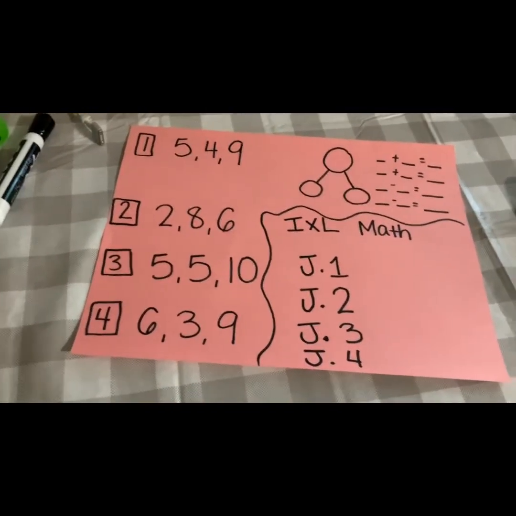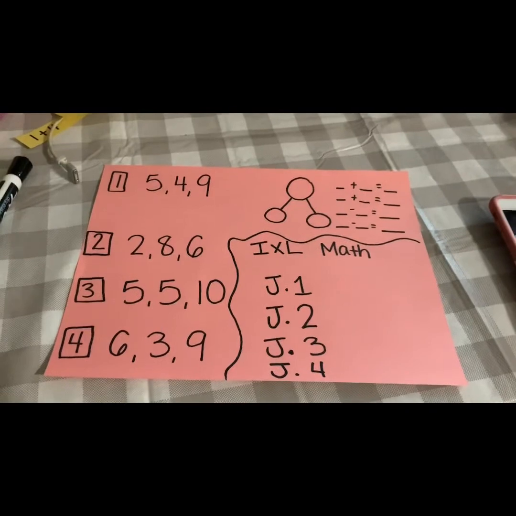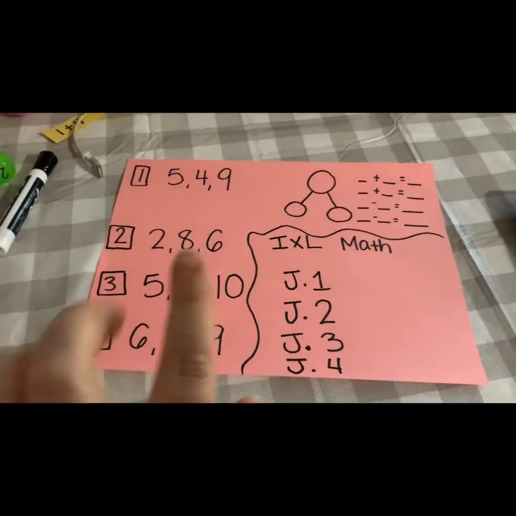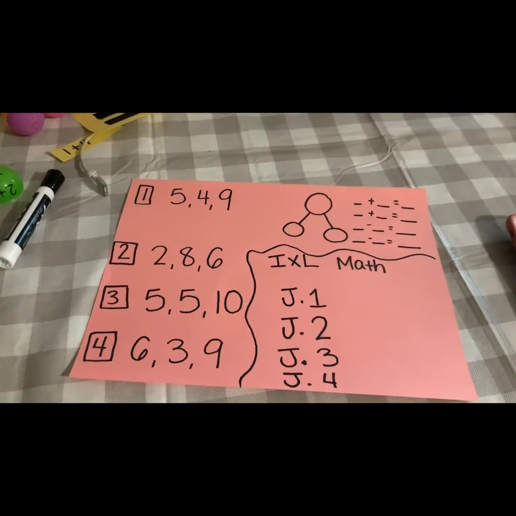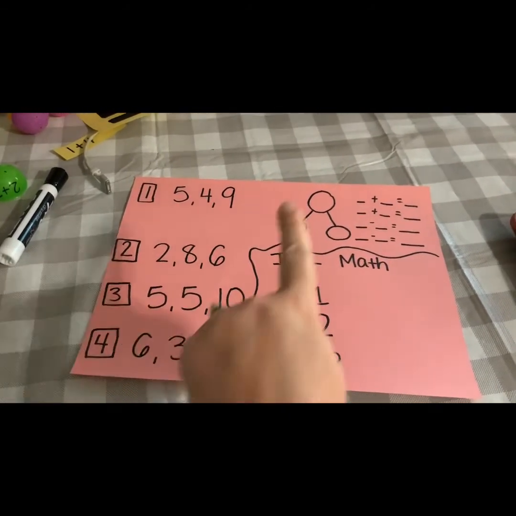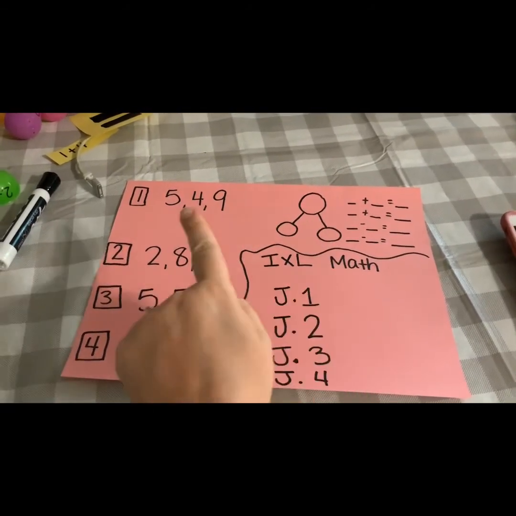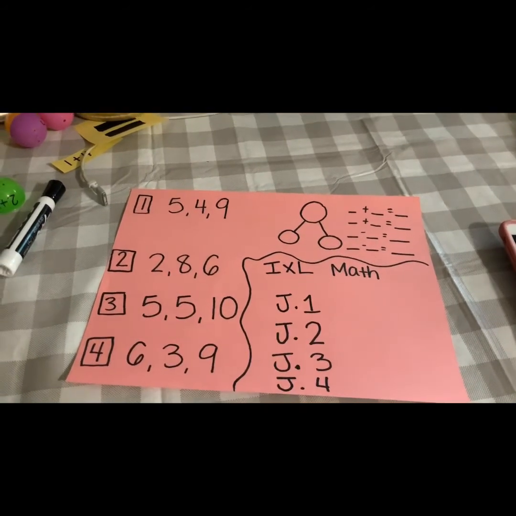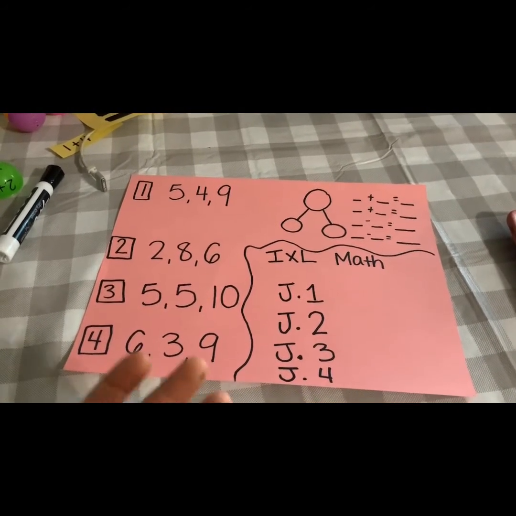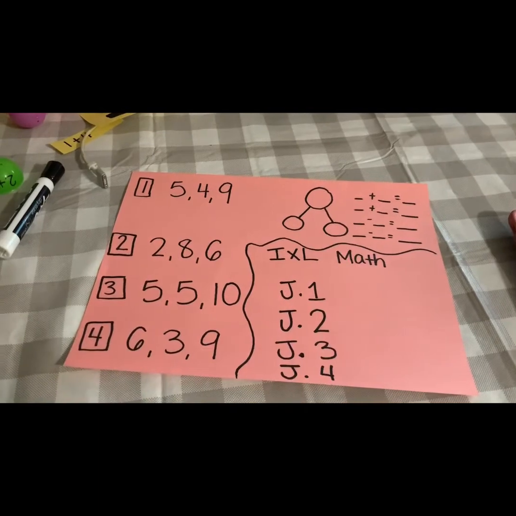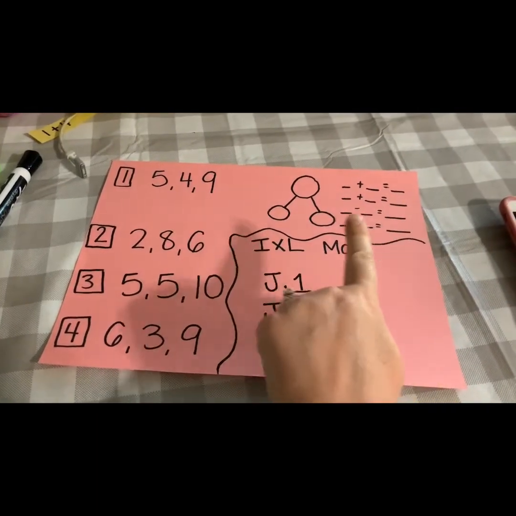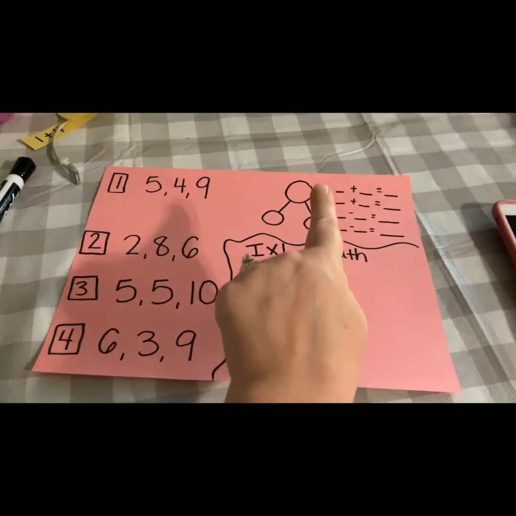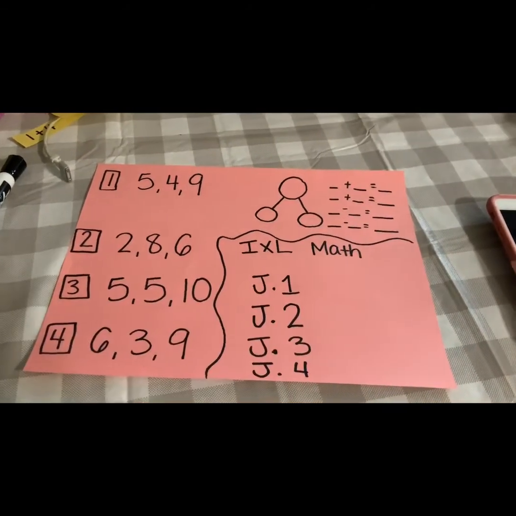Alrighty, here is your challenge. I've given you 4 problems with 3 different numbers that you can plug into your number bond. So for each of these, you'll want to draw a number bond and plug your numbers into it. And then you'll have to figure out which ones are the parts and which one belongs as the whole. And then here's just kind of a frame of what your fact family for each one will look like.